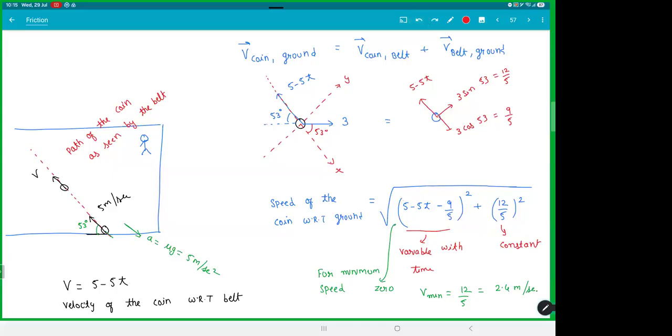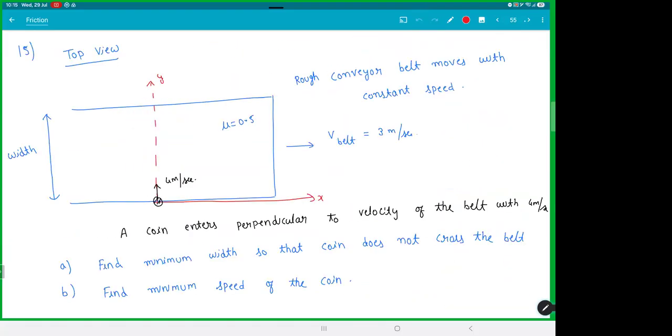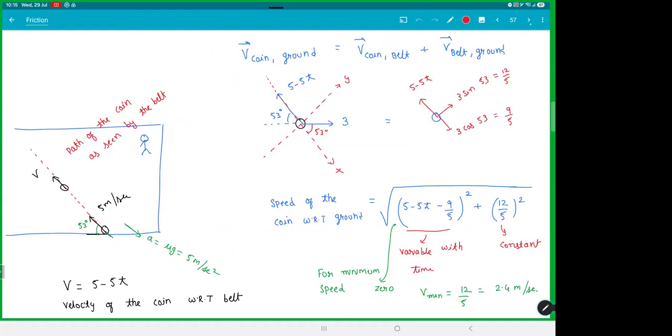Are you clear with this? This is not a concept as such, but mathematically, if you're a little smart, it will save you some time. Any doubts on this? And did you observe here, the speed is actually less than 3 meters per second. It is lesser than the speed of the belt. Any doubts on this? Clear?